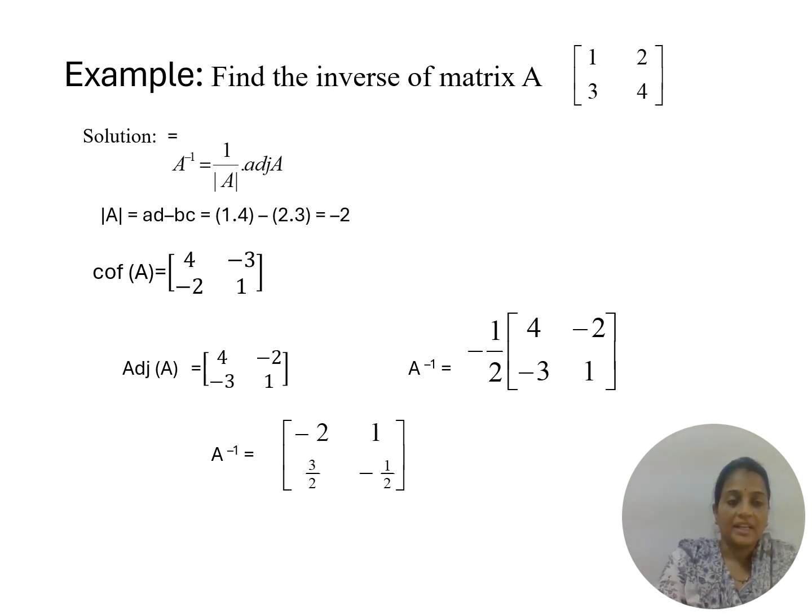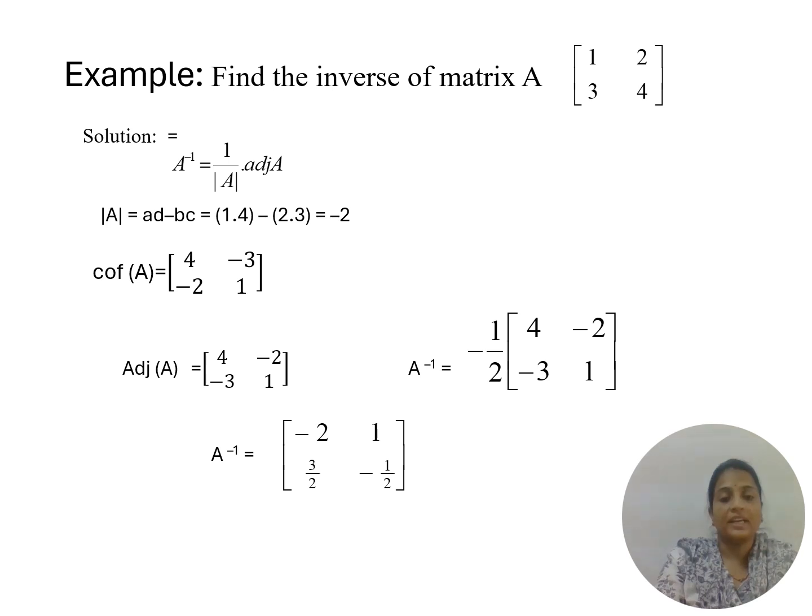And next we find the adjoint matrix. And how to find adjoint? Adjoint is the transpose of the cofactor matrix, and transpose means row changes into column and column changes into row. So here the first row elements are 4, minus 3. So we write the first row in the first column: 4, minus 3, and the second row, minus 2, 1, we write in the second column: minus 2, 1. So we find the adjoint of matrix A.